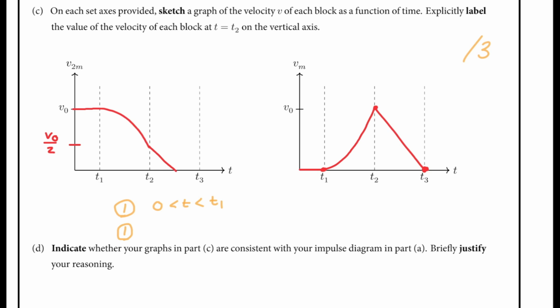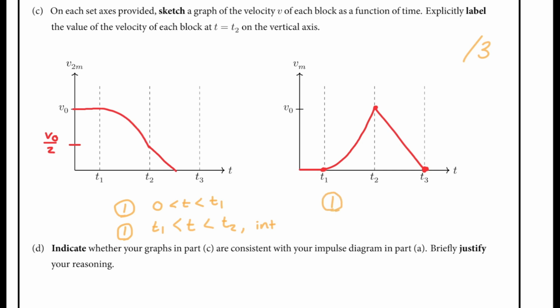for the region between t1 and t2 for each graph, including the intercept. So you need a consistent intercept, meaning momentum is conserved. So if you had a wrong answer for one of your graphs, as long as momentum was conserved, your intercepts might not be the same. So if your m graph didn't go up to v0, you might have a different setup. So your intercept just has to obey momentum conservation.